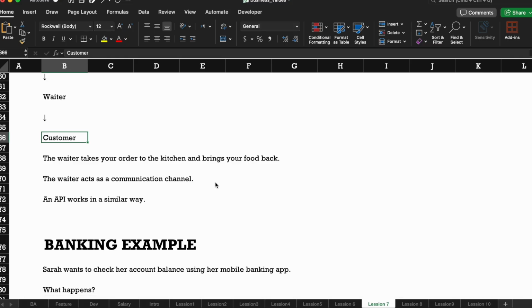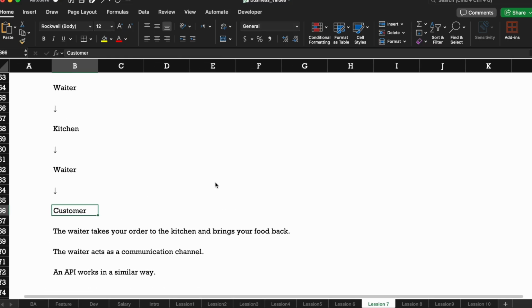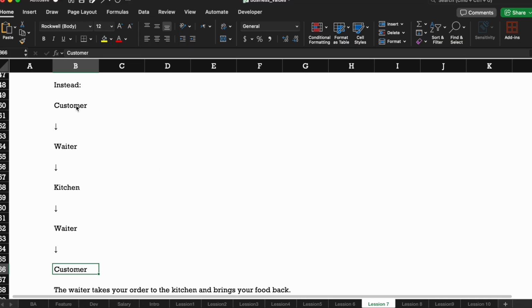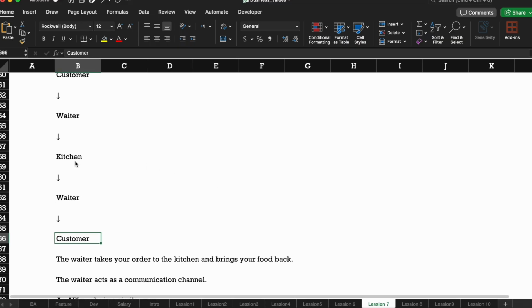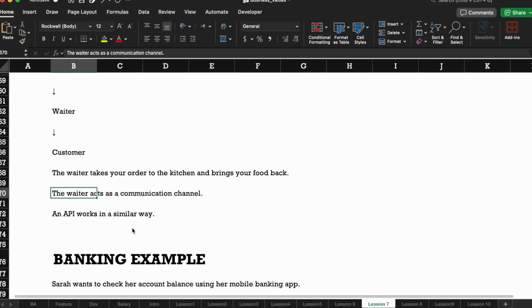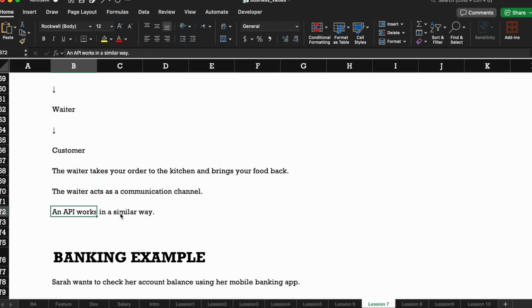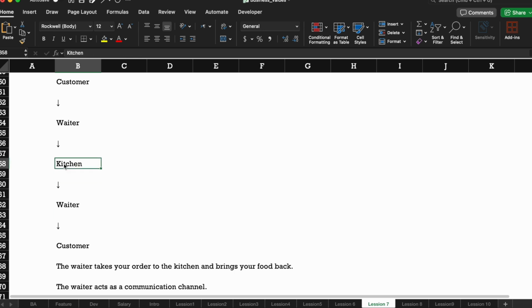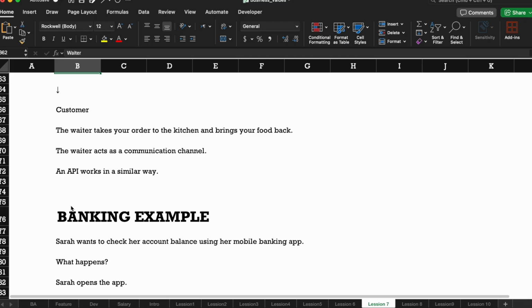The waiter acts as a communication channel here, right? You see the customer, the waiter, and the kitchen. The waiter acts as a communication channel, and an API works in a similar way. So the waiter is the API for the software.